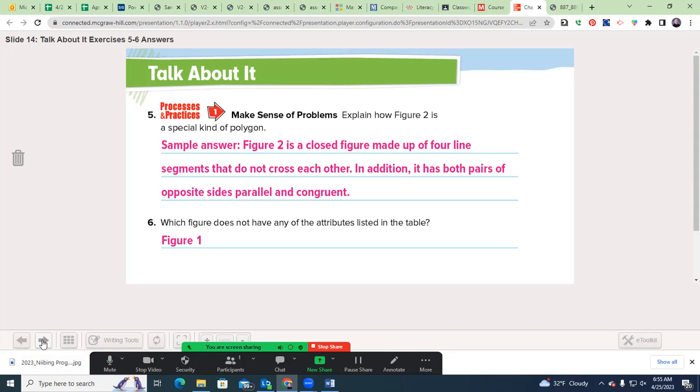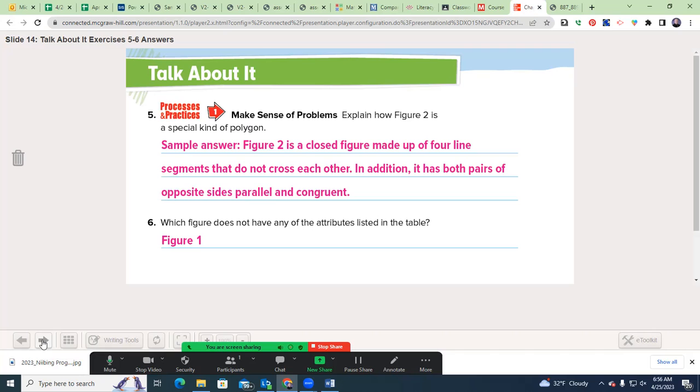Explain how figure 2 is a special kind of polygon. Figure 2 is a closed figure made up of 4 line segments that do not cross each other. That by itself is the definition of a polygon. In addition, it has both pairs of opposite sides parallel and congruent. So now we can get a specific type of polygon. Not 5-sided, so it's not a pentagon. It's not 3-sided, so it's not a triangle. It's not 8-sided, so we know it's not an octagon. It's 4 sides. And then we also know opposite sides are parallel and congruent.